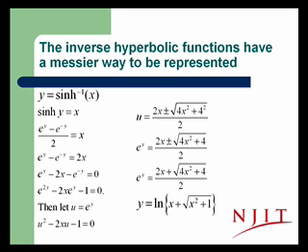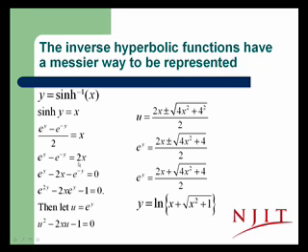Because we defined the hyperbolic functions to be just functions based on functions that we know, it turns out that there's another way to represent them. We could represent the inverse hyperbolic sine of x in a much messier way. And again, we operate on both sides with sinh. So we get sinh of y is equal to x. We plug in the definition of sinh, which is e to the y minus e to the minus y over 2.